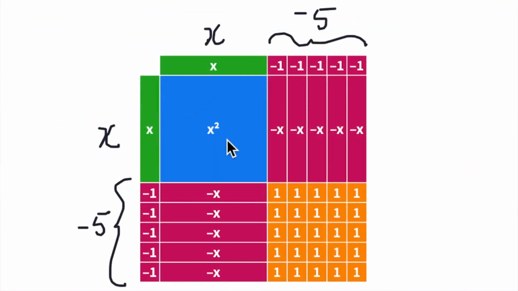X times x is x squared. X times negative 1 is negative x. We have x squared minus 10x plus 25 because this negative 1 times negative 1 each makes a positive, and we have 25 of these.